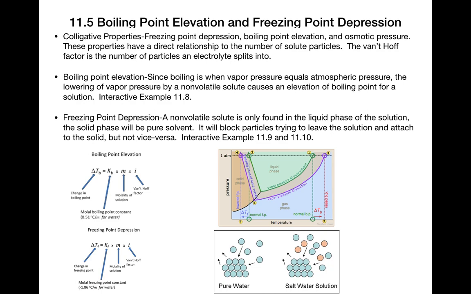Okay, 11.5. So if we know that solutes affect the property of vapor pressure, we can actually predict that it would also affect some other properties. For example, freezing point depression, boiling point elevation, osmotic pressure. These are all examples of colligative properties which depend on the number of solute particles. In fact, they have direct relationship to the number of solute particles. They even can be used to find concentration of solutes, these three colligative properties.